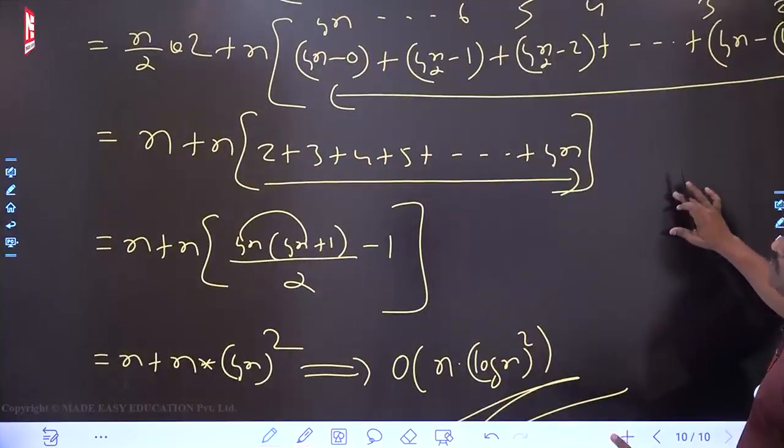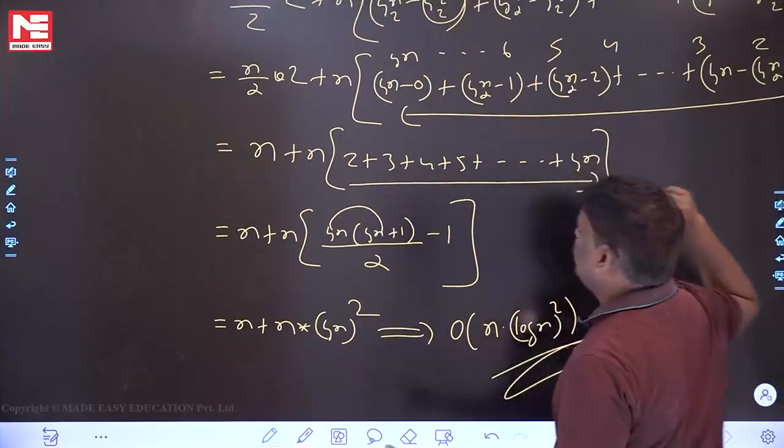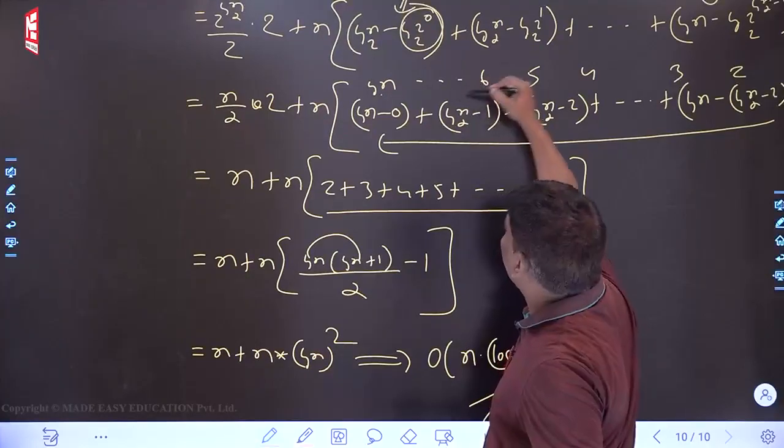In every problem, some new series may come, right? And one more, this series I have written in reverse order. If you write in reverse order, you can say it is log n, it is log n minus 1, it is log n minus 2.